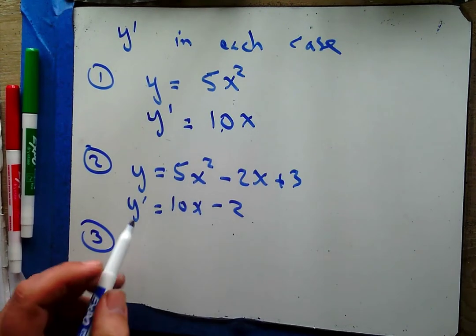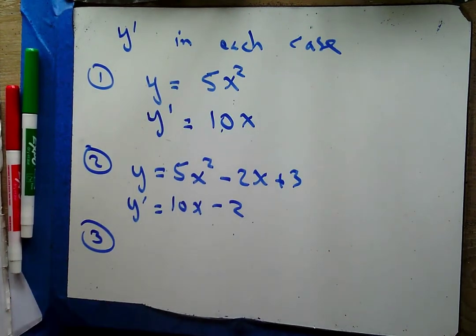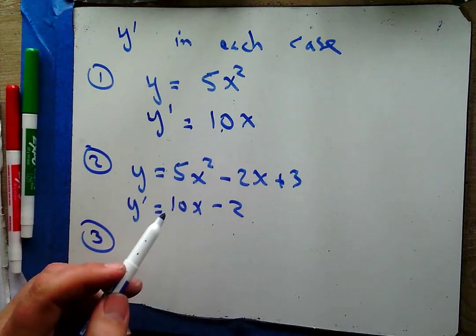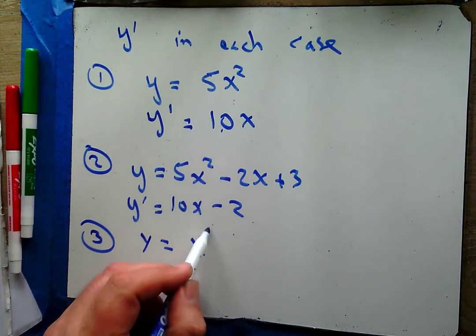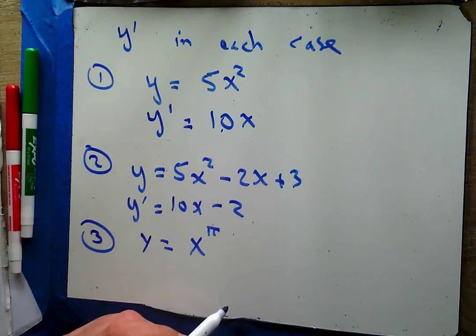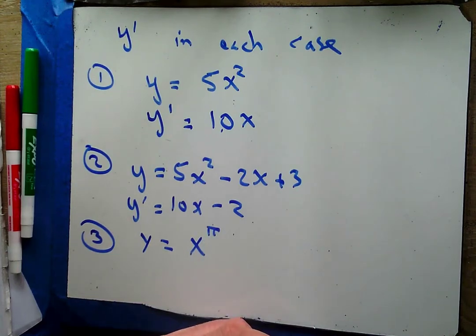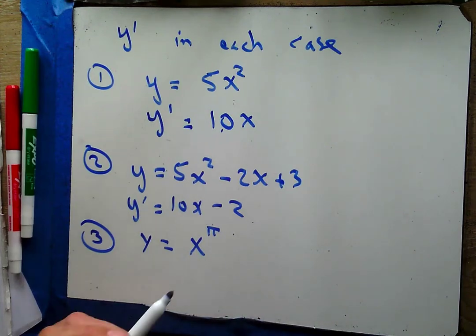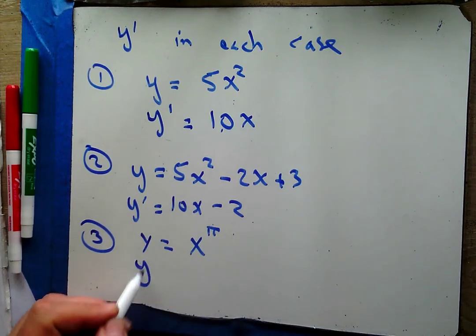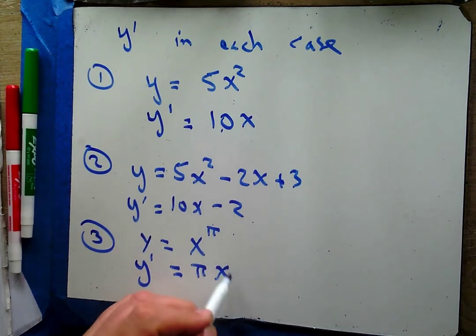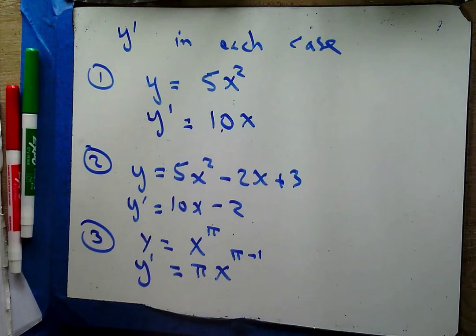Okay, number 3. How about y equals x to the pi? Sure, this is just pi x to the pi minus 1. It's just a power rule thing.